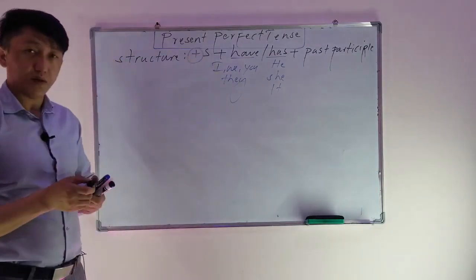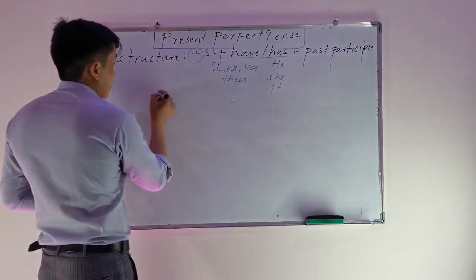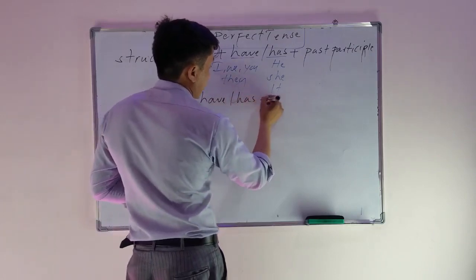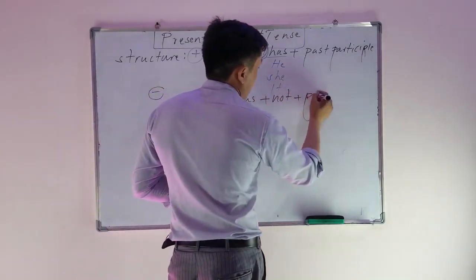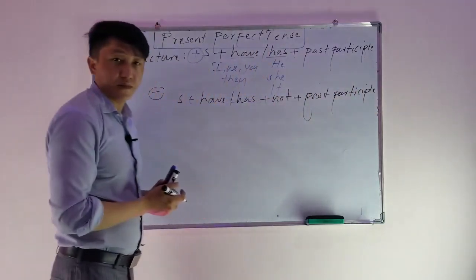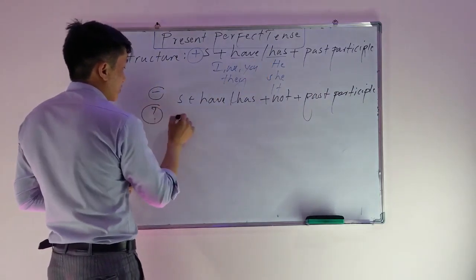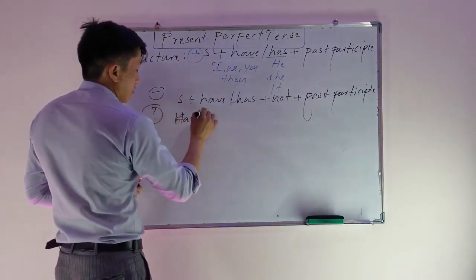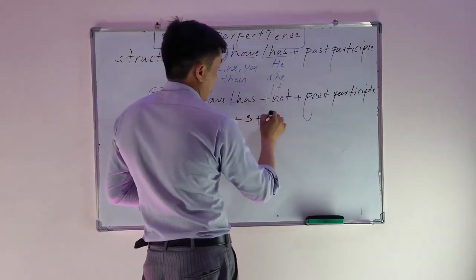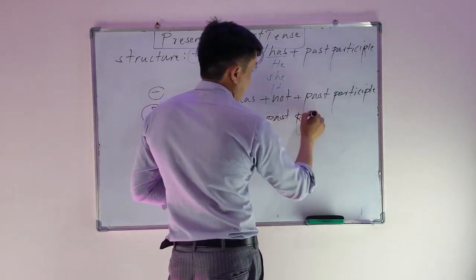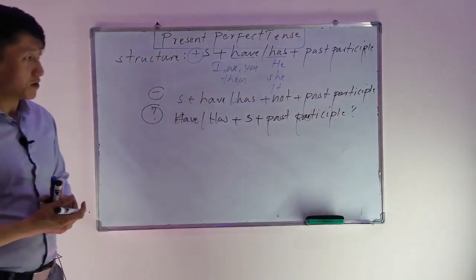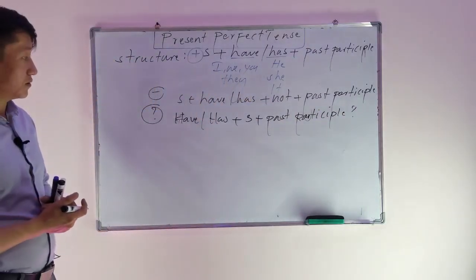But if I want to change it to a negative sentence, we use subject plus have or has plus not plus past participle. This is how we can change it to negative. And for the question form, we just use have or has plus subject plus past participle. So what is past participle? Past participle is the third form of the verb, and we also put a question mark. This is how we can change it to the question.